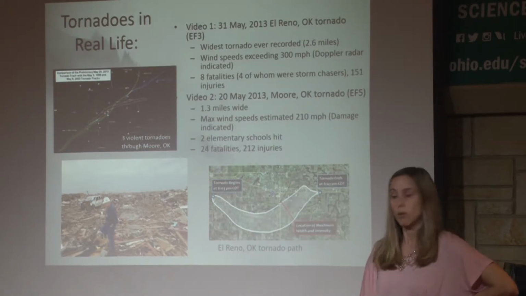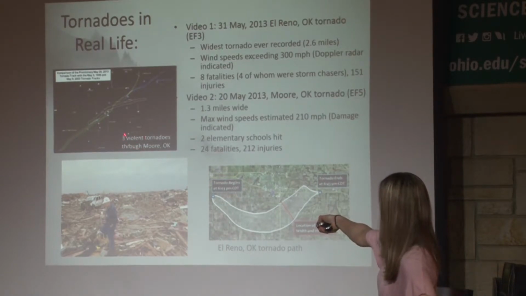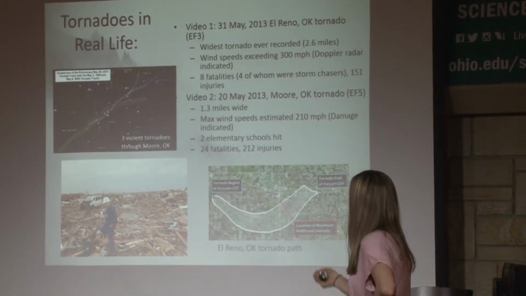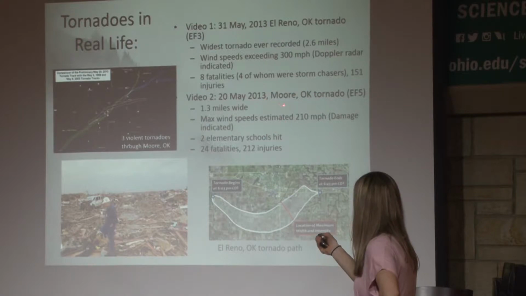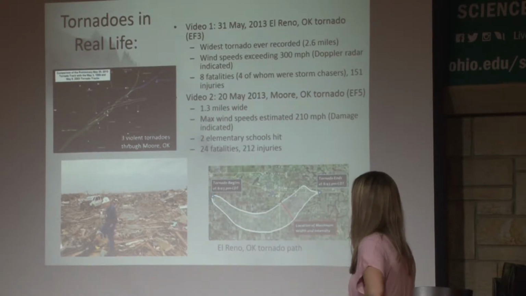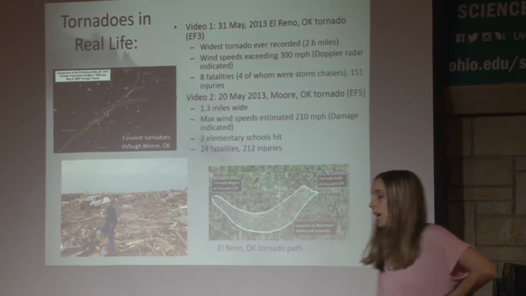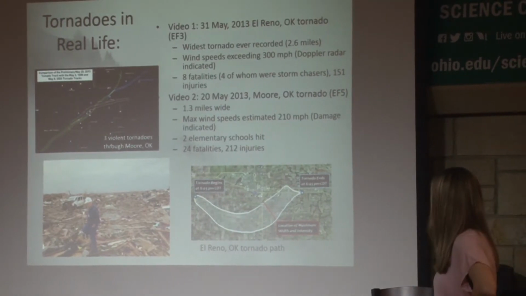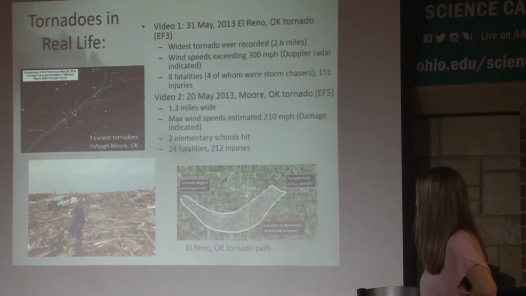I wouldn't want to live in Moore, Oklahoma. I lived actually just south of here in this town of Norman for about 8 years while I was going to grad school. But the Moore, Oklahoma tornado that I was going to show you was about 1.3 miles wide. It had estimated wind speeds that were damage-based, that were exceeding about 210 miles per hour.